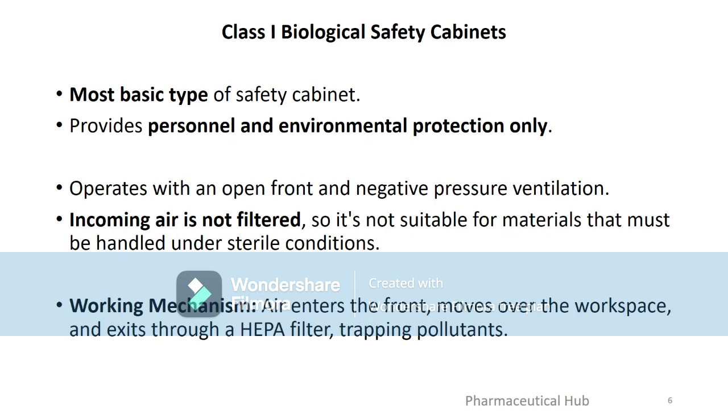Slide 6. Class I. Biological Safety Cabinets. Most basic type of safety cabinet. Provides personnel and environmental protection only. Operates with an open front and negative pressure ventilation. Incoming air is not filtered, so it's not suitable for materials that must be handled under sterile conditions. Working mechanism. Air enters the front, moves over the workspace, and exits through a HEPA filter, trapping pollutants.